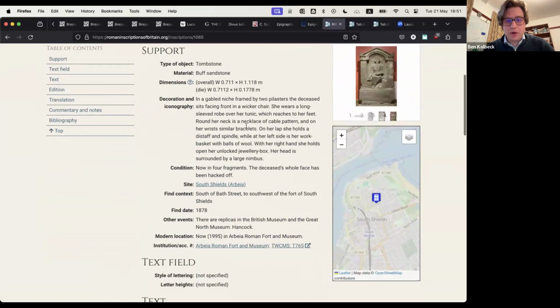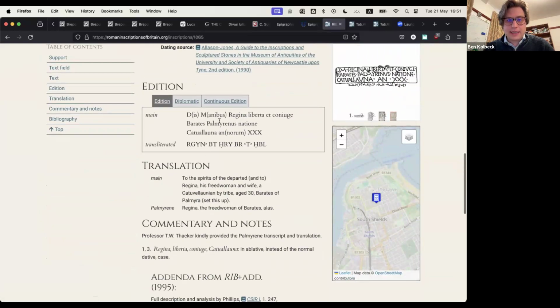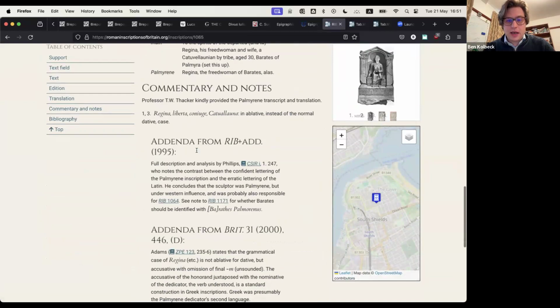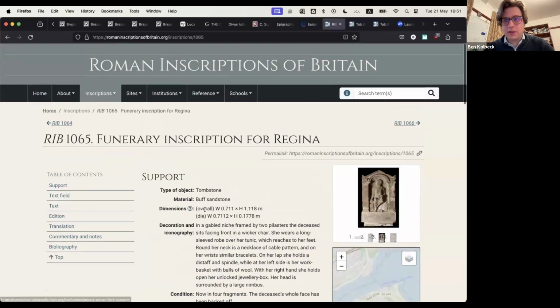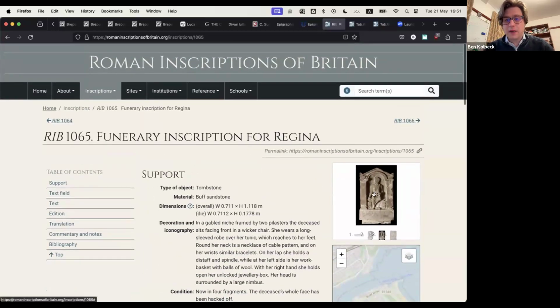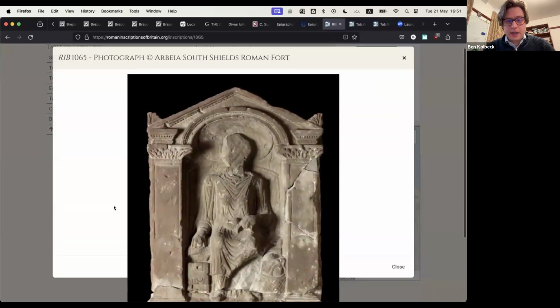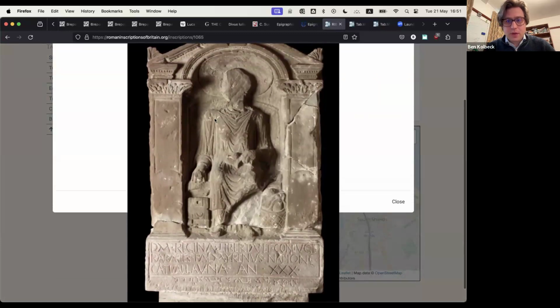You've got all the information on where it was found, how big it is. You've got the Latin, which you can display in various ways. You've got the translation, and then you have commentary, notes, and modern bibliography. So this is a really, really useful resource to pick through this kind of material. And this is a really interesting inscription because this is a grave inscription for a local woman called Regina, Queen.